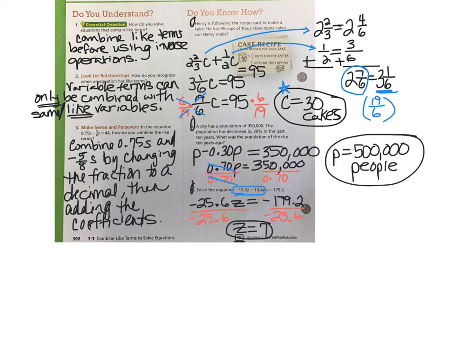All right, and take a look at your last one here on this page, number 6. Notice that you combine your like terms there. You see that circled in blue. And then you're going to divide both sides of that equation by that negative 25 6/10 to get z equals 7.